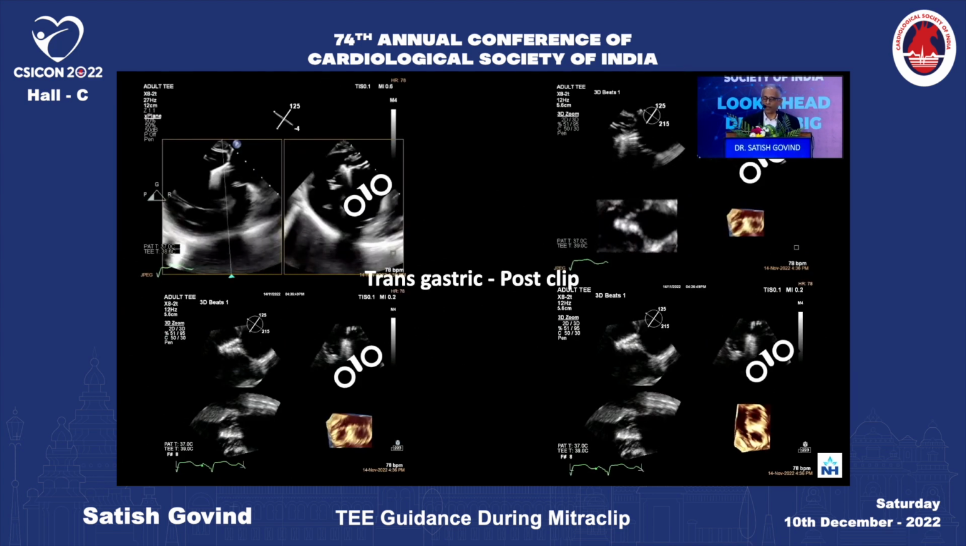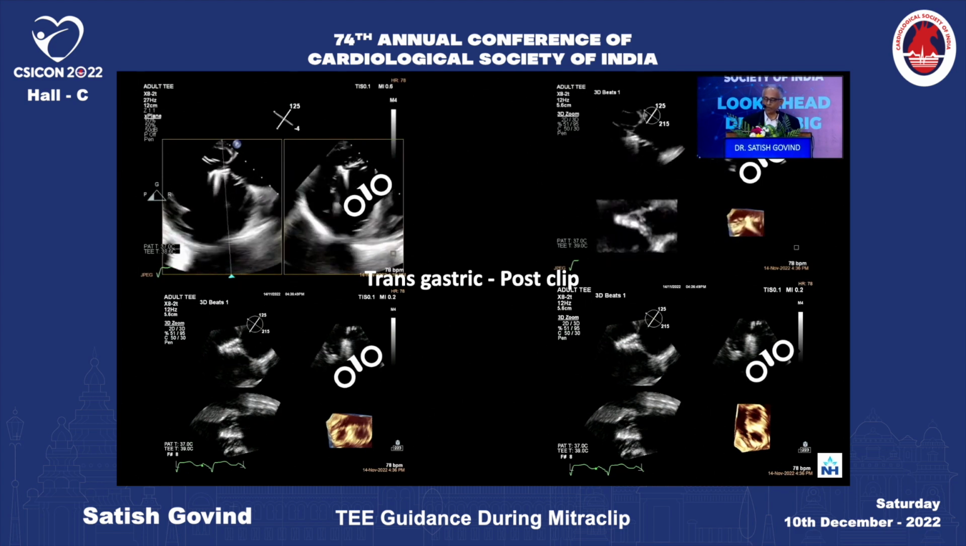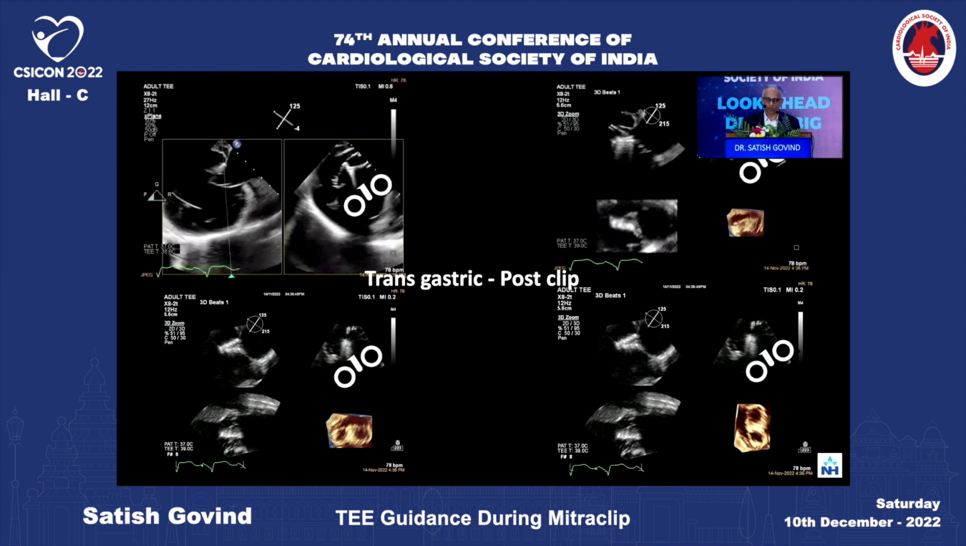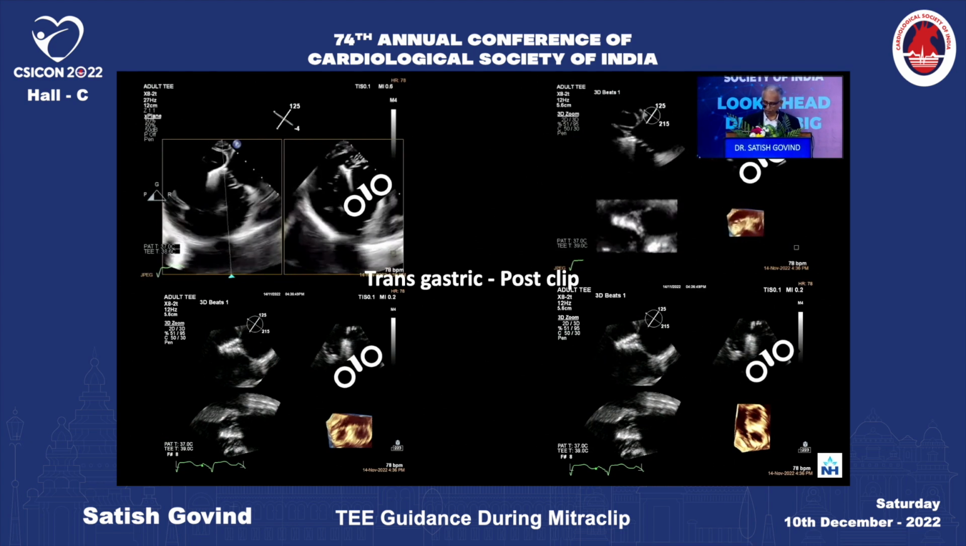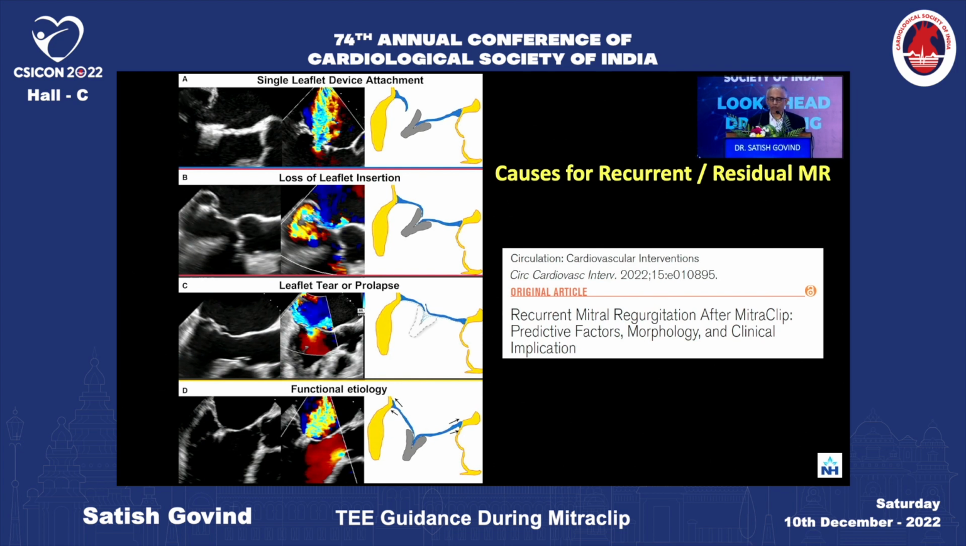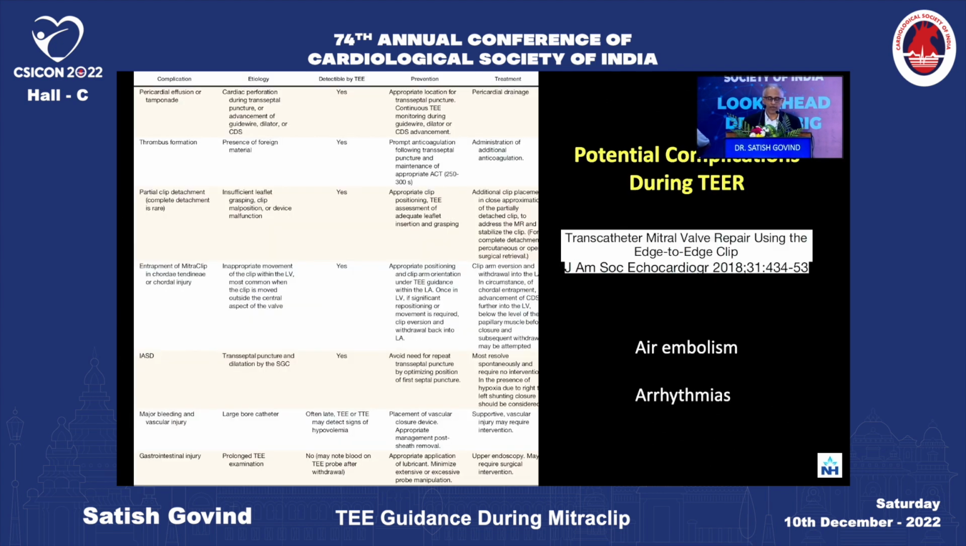As far as the clipping is concerned, it's typical Alfieri where you have the clip in the center and you have this figure of 8 and you get a nice orifice of 8 with the central clipping. Things can go wrong, and you can have a residual MR. These are problems which can happen later, where the leaflet can escape and you can have a tear, or you can have remodeling of the chambers, especially the left atrium, and the MR can increase over time. These are the various complications that can happen. We don't want this, but these have been reported.